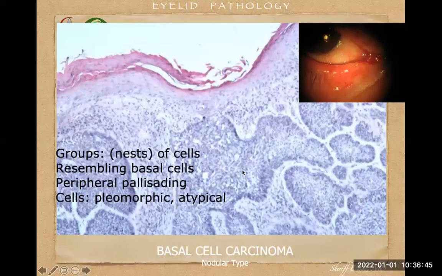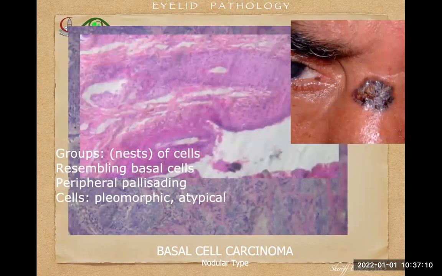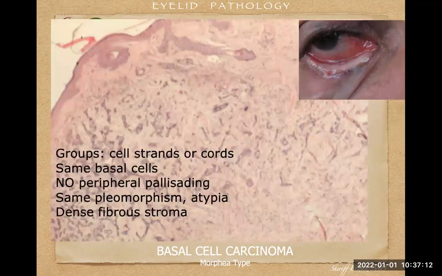The cells resemble the basal cells with peripheral palisading. They are pleomorphic and atypical, and this is not a malignant tumor. It's a locally malignant tumor. That means it does not spread distally. It invades only locally. This is the nodular type, as you can see. All these are the nodular types, and this is the morphea type.